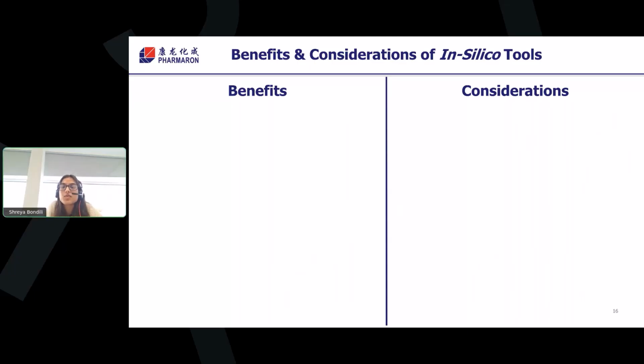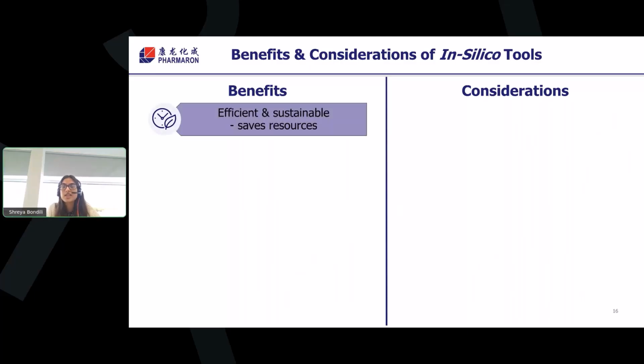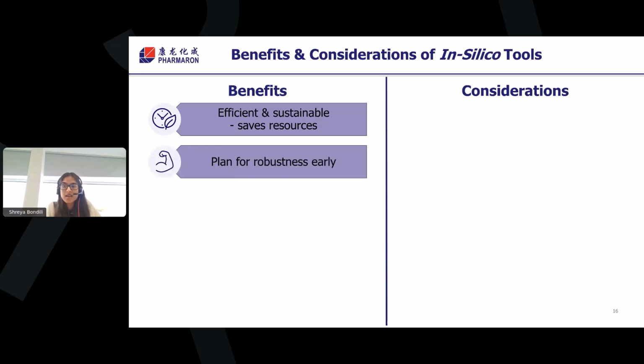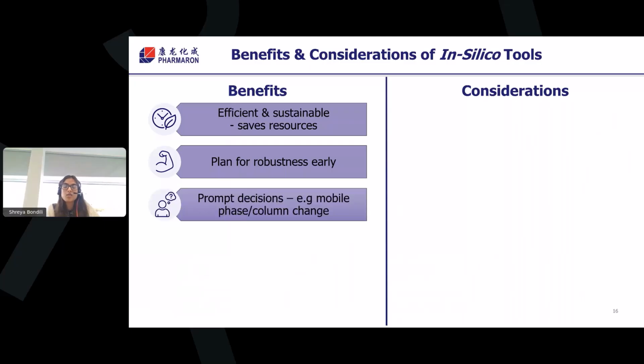So to finish off, I just wanted to note some of the benefits that we've observed with this in-silico approach and some considerations that we would recommend as well. With the ever-growing need for sustainability, the consumption of solvents and subsequent waste that's generated by HPLC method development needs to be reduced. And in-silico tools are a great way of doing that. In-silico tools also allow you to build in robustness early on into your methods and save you a lot of time further on down the line. Modeling also allows you to make informed, prompt decisions.